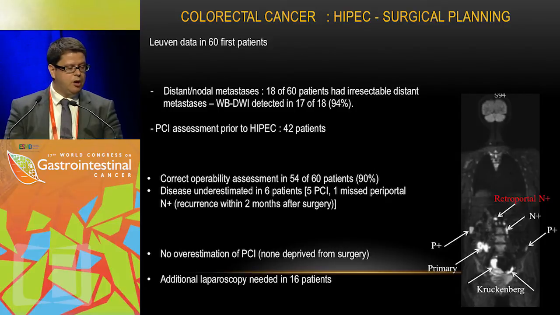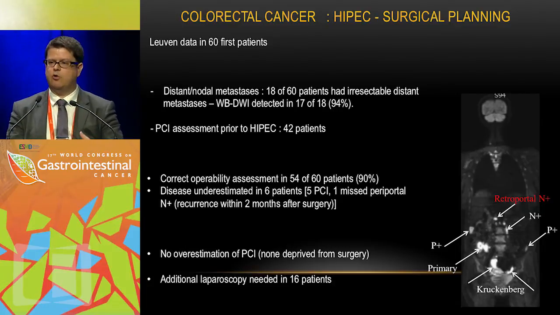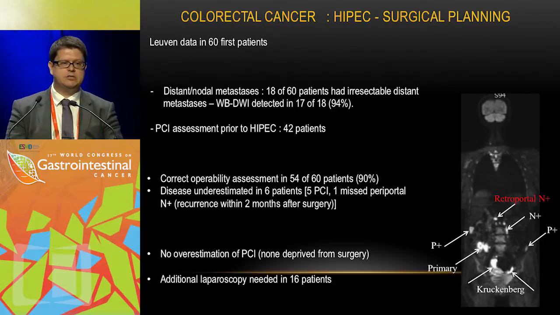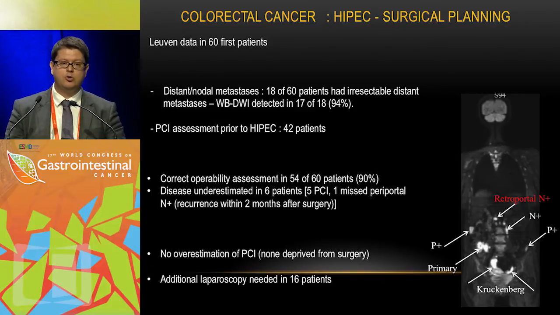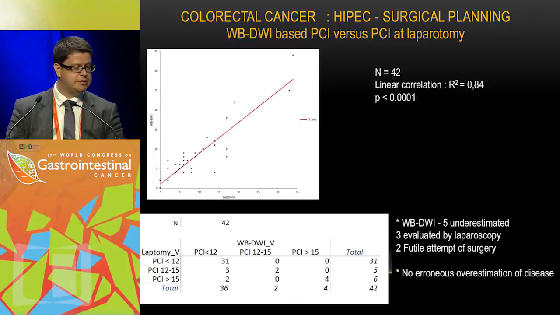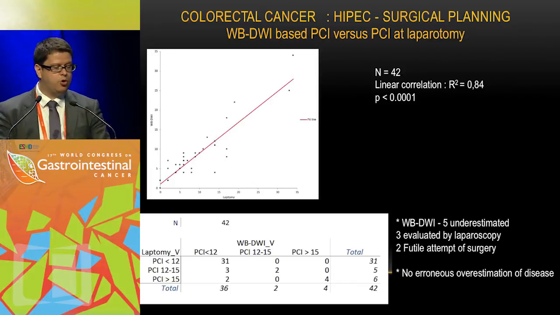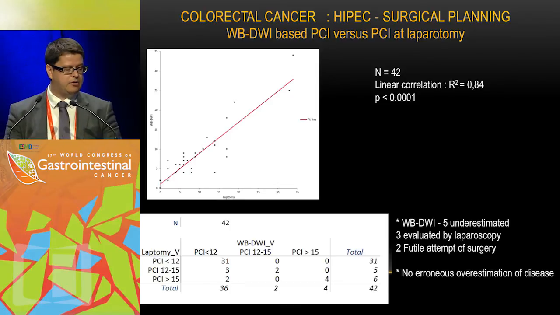Importantly, and we'll show this in the next slide, we had a very high correlation with the PCI, but also, very important, there was not really an overestimation of the PCI. So no patients were erroneously averted from surgery. And this is, of course, a very important finding, as we don't want to preclude patients from the necessary treatment. Second, additional laparoscopy was only needed in 16 patients, so there was a decrease in the need for surgical diagnostic staging. There was a good linear correlation between the PCI done by MRI and at laparotomy.